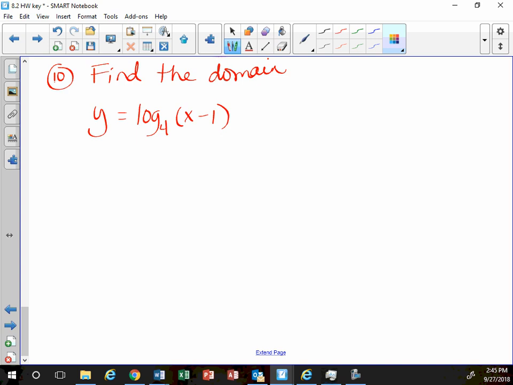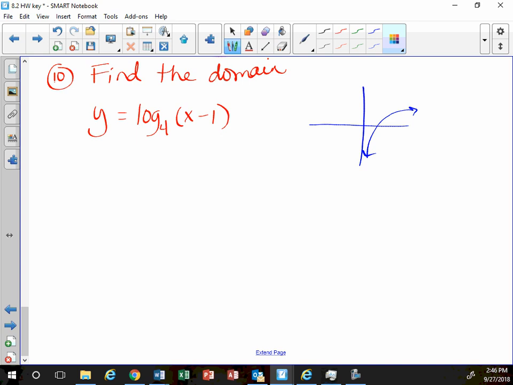Okay, domain. So you do not have to graph this to figure out the domain. You could if you really like graphing log equations, but you don't have to. So let's think about general log graphs. That's what you were doing earlier today. They look kind of like this, right? What is the domain of the basic parent log graph? Zero to infinity, right? It can only be positive values.